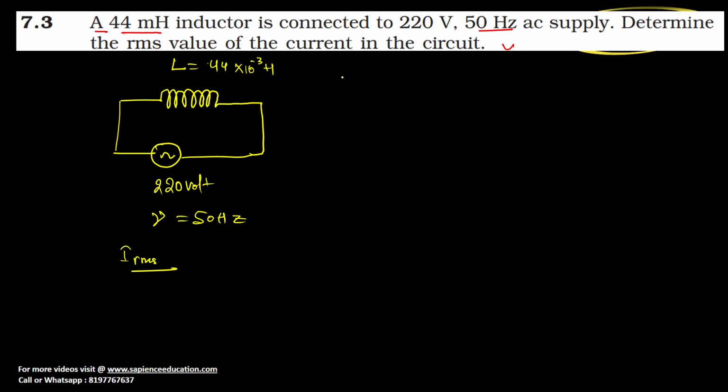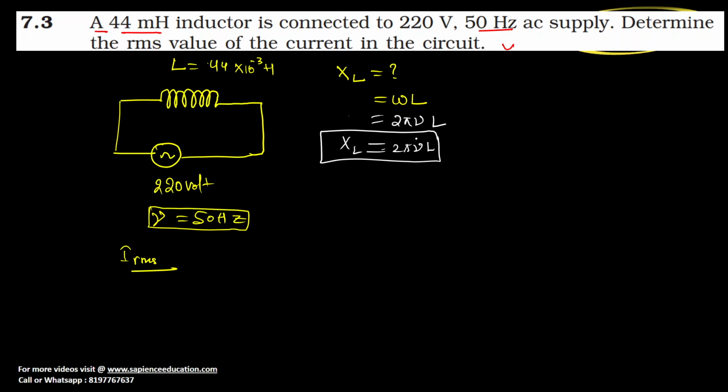First of all, we need to find the inductive reactance, that is XL. We know that XL is equal to omega into L, but they have not provided omega, they have simply provided the frequency. To convert it, we use the omega formula: omega is equal to 2 pi into frequency. So XL is equal to 2 pi times frequency into L. This is our XL.